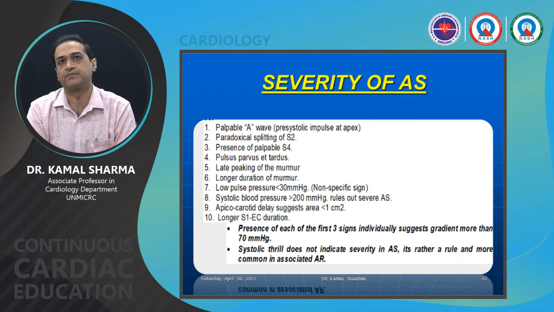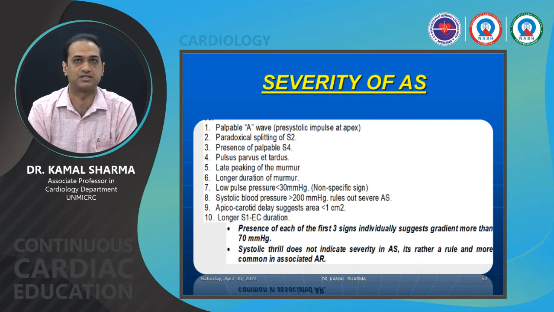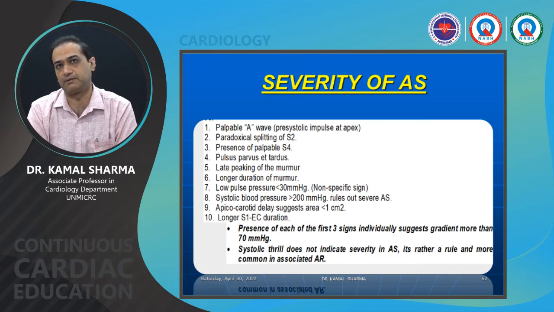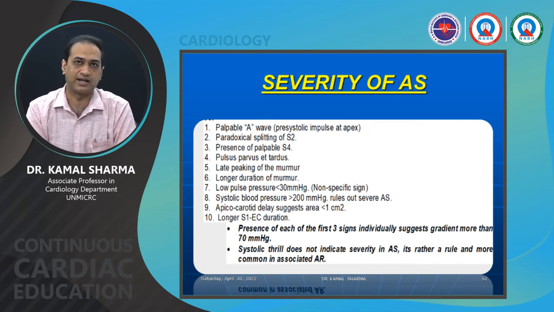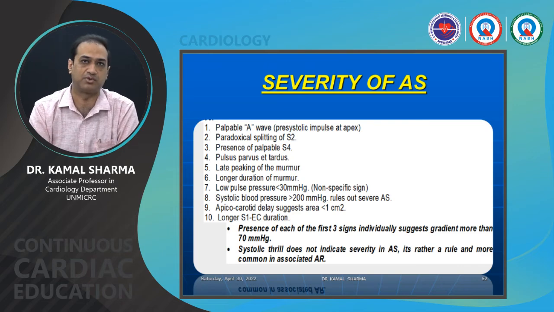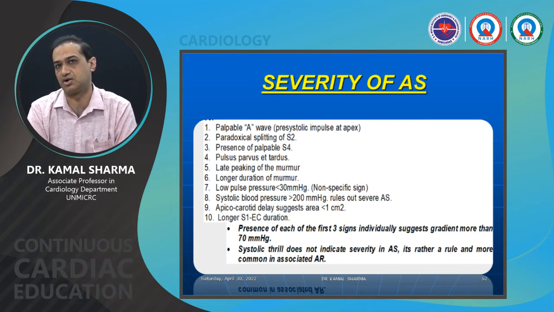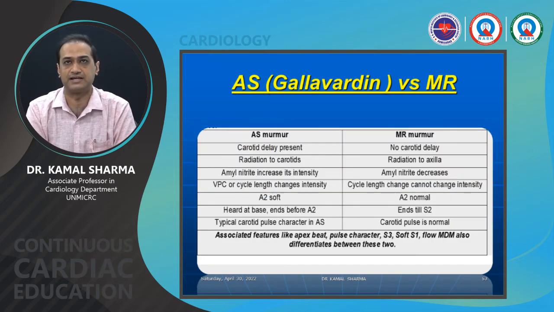Severity of AS would again be a feature of palpable A2, paradoxical splitting of S2, presence of S4, pulsus parvus et tardus, late peaking of murmur, long duration of murmur, low pulse pressure. A high systolic pressure of more than 200 actually rules out severe AS, and a carotid delay would suggest severe AS. A longer S1-EC interval in the presence of the first three signs individually suggests a gradient of more than 70, and a thrill hence does not indicate severity of AS.